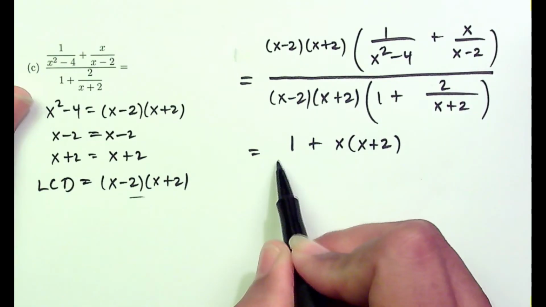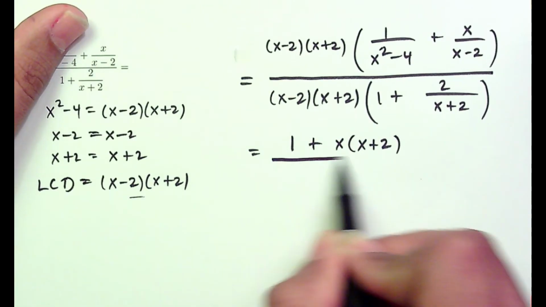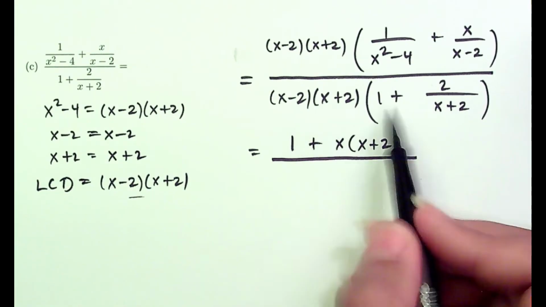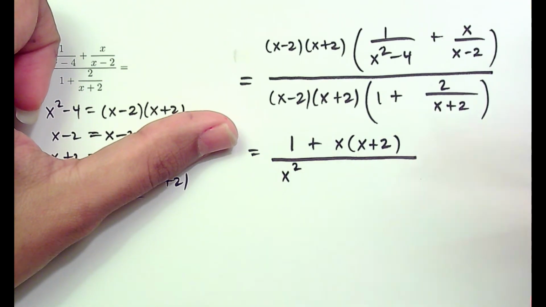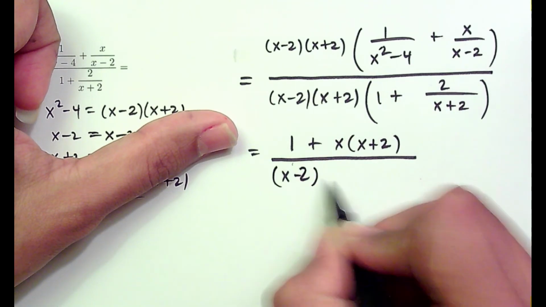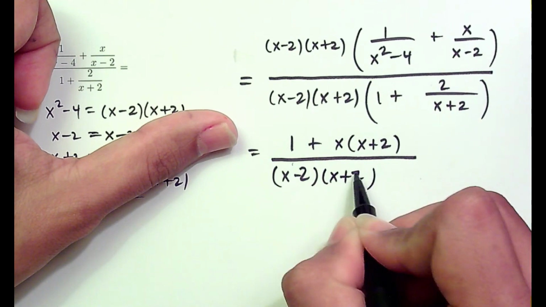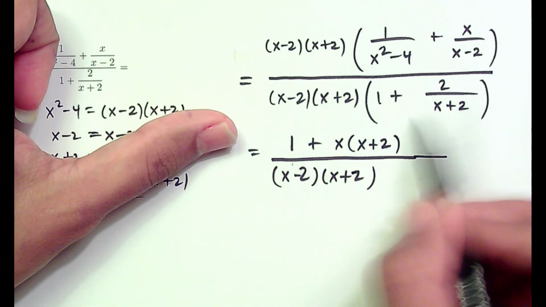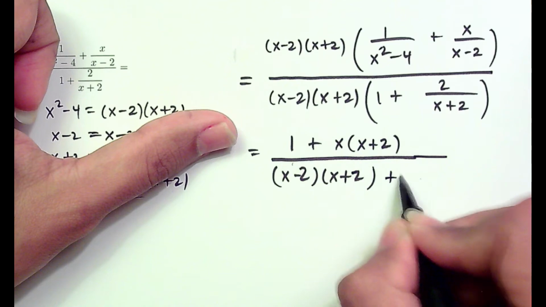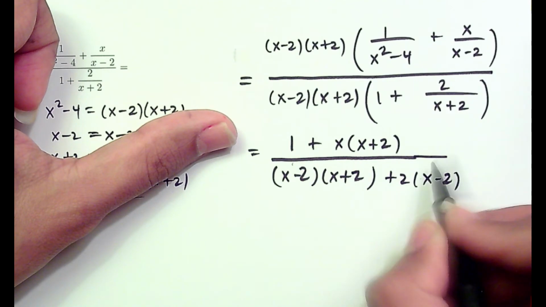All right, and then on the bottom, you have (x minus 2)(x plus 2), and then when you distribute here, you have the x plus 2 cancel, so you're left with the 2 and the x minus 2.